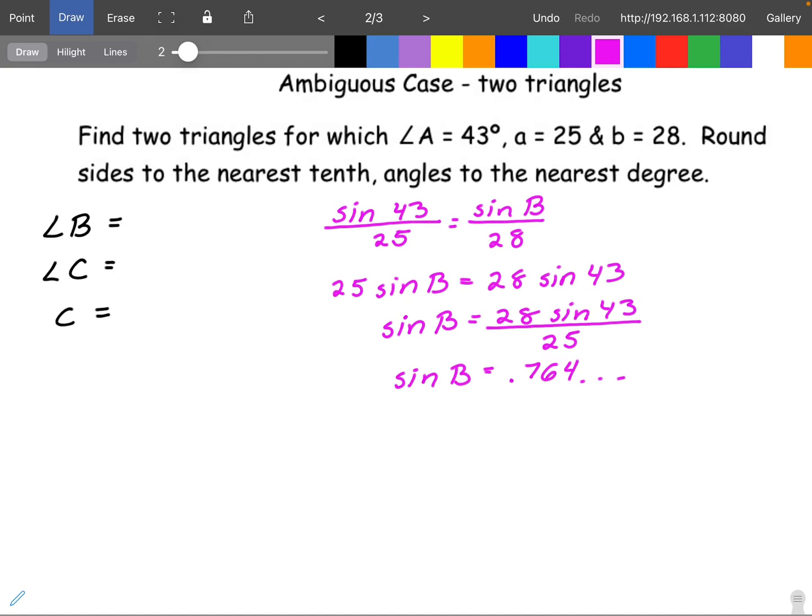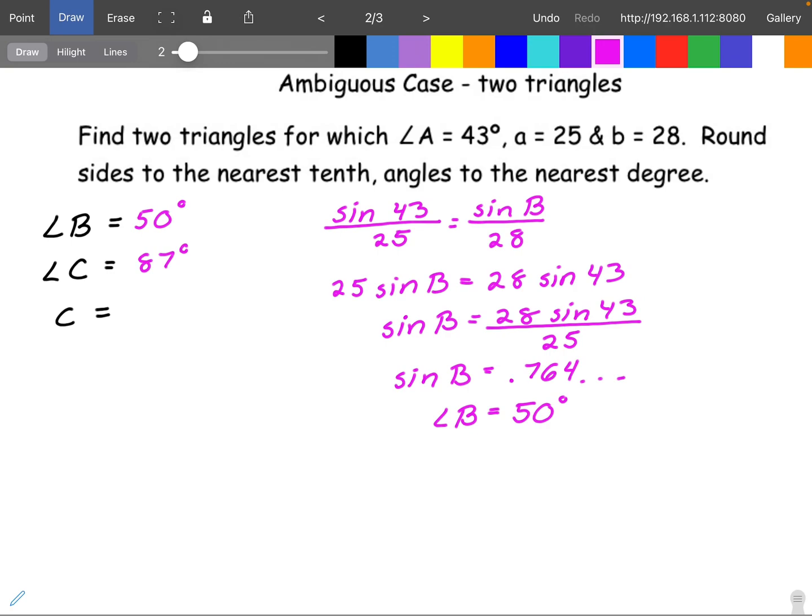Now to find the angle, we're going to do inverse sine, so second sine, and it's going to tell you that angle B is approximately 50 degrees after it's rounded. So we have angle B, great. That means it's super easy now to find angle C. So take the two angles we know, add them together, subtract it from 180, and then you're going to find that angle C should be 87 degrees.